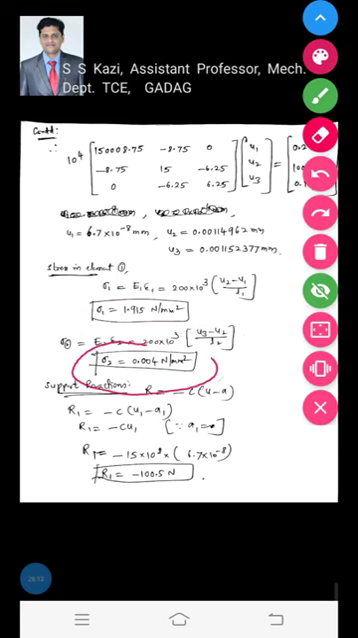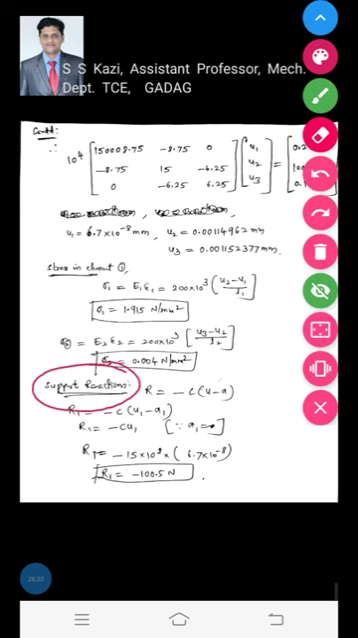Next, if you calculate sigma 2 also, you will get 0.0036, approximately 0.004 Newton per mm square. Substitute the values of U3 minus U2, and L2, that is 120. In the same way, if you calculate, you will get the stress in element 2 like this.